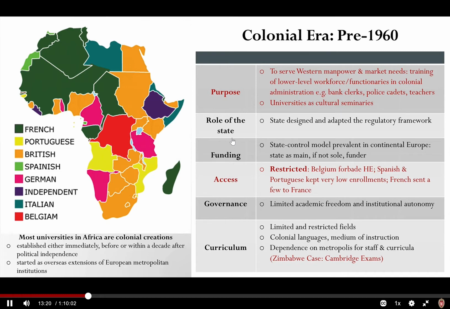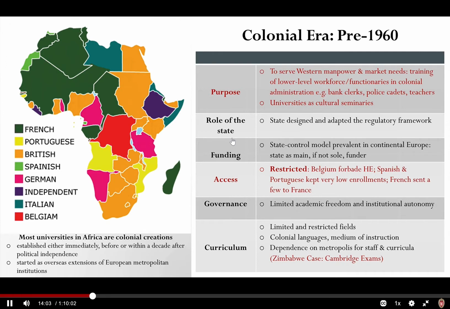For the places where the Spanish and Portuguese were in charge, enrollments were kept very low. The French, as you might have learned elsewhere in this class, sent a few to France under the policy of assimilation. So access was different depending on where you were on the continent or in the colonies. I am going to skip the governance issue to talk about curriculum. They were very restricted and very limited fields, and mostly, probably exclusively, colonial languages were used as the medium of instruction.